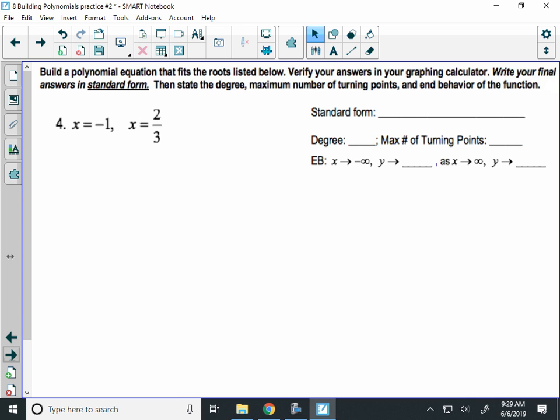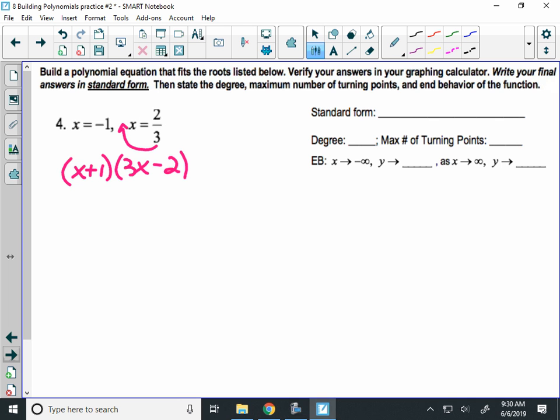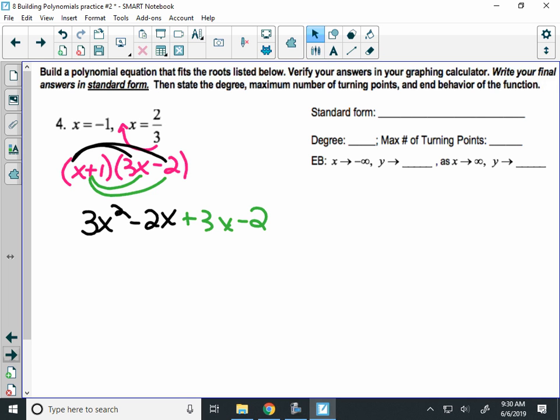Number 4, we're going to write standard form of this polynomial. I have a root at -1, which means the factor I write in order to get me to standard form has a positive 1. And the fraction here, I bring the 3 up in front of the x and take the opposite of the numerator. Now all I have to do is distribute and you get standard form. X times 3x is 3x squared minus 2x. And I have plus 3x minus 2.